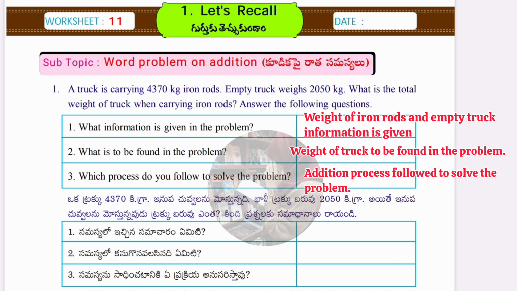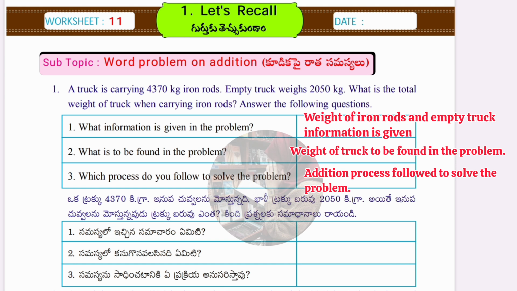Answer is weight of iron rods and empty truck information is given. Okay, second question, what is to be found in the problem? Weight of truck to be found in the problem. Third question, which process do you follow to solve the problem? So addition process followed to solve the problem.